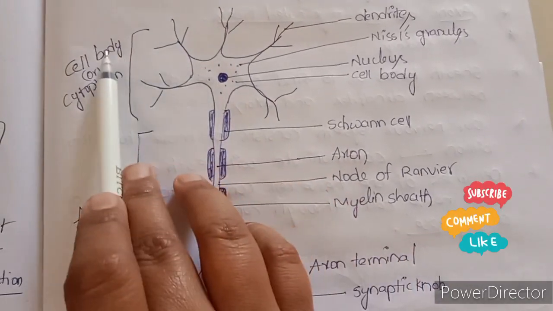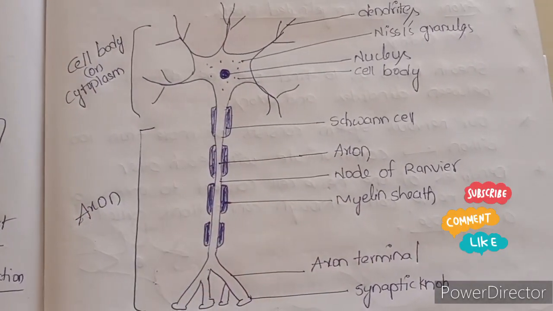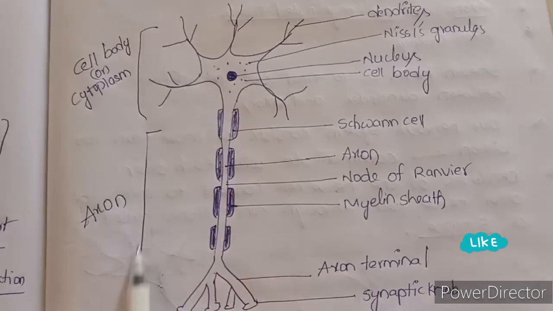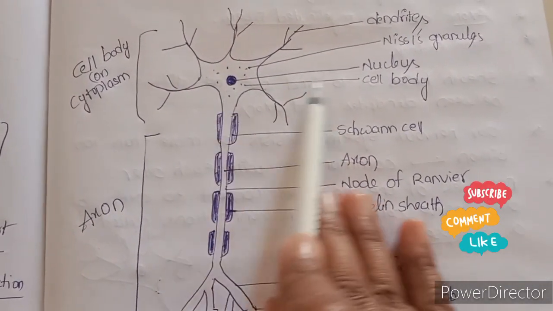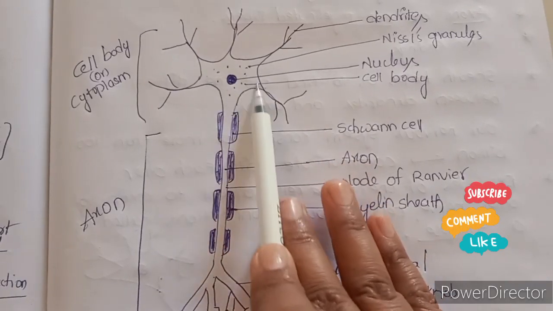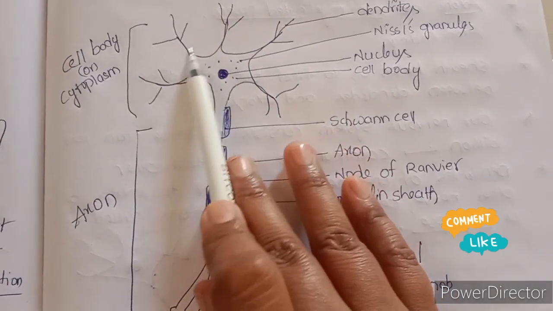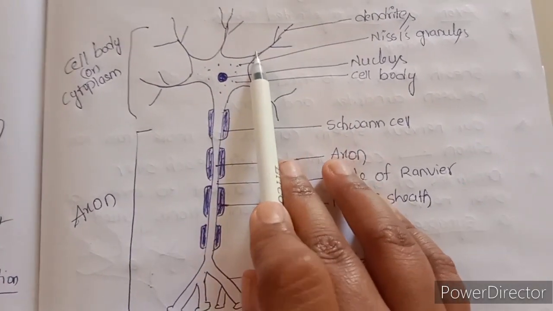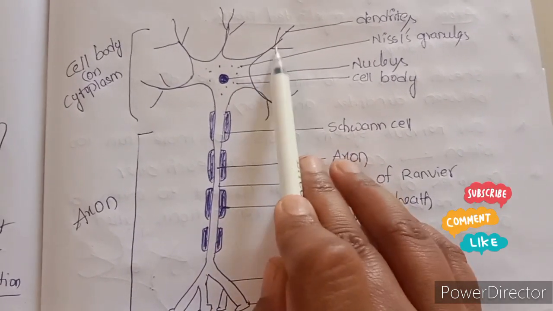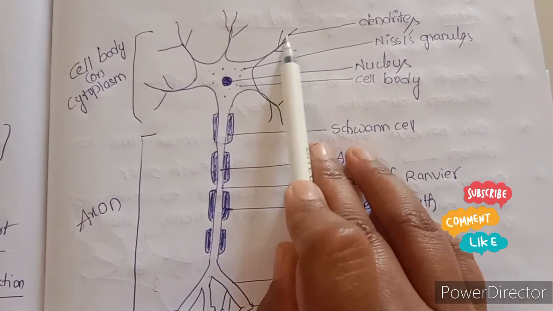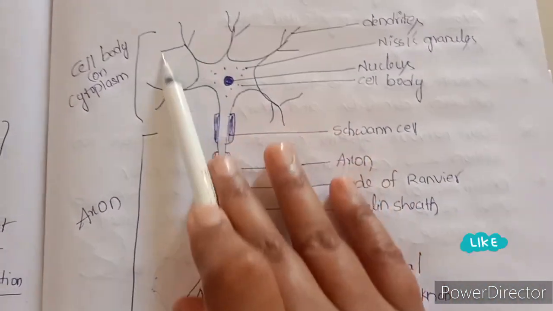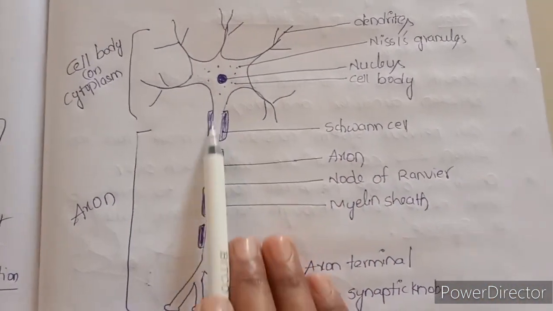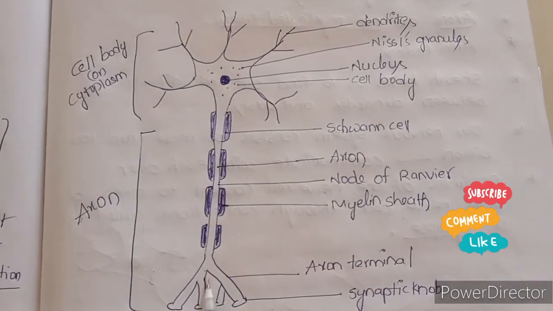See, this is the cell body. A nerve cell is divided into two parts: one is the cell body and another is the axon. The cell body contains the nucleus and all the cell granules, and one important point is the dendrites. These fine small projections are called dendrites. And one long elongated tube is present.